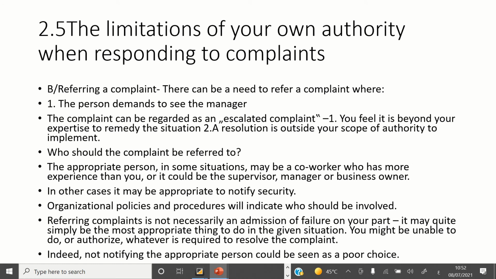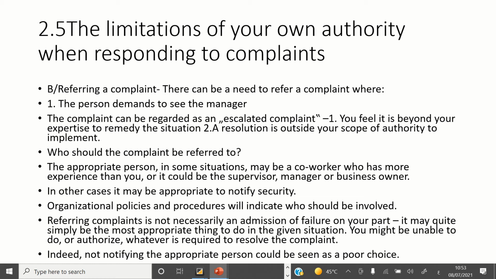Referring a complaint: you have to know when a problem is out of your scope as a receptionist, and then you have to raise the complaint to your managers. You have to raise the complaint to your managers whenever the complaining person asks to see the manager, or when the complaint can be defined as an escalated complaint. Escalated complaints mean you couldn't resolve the issue with the customer. He's still not happy. When you feel it's beyond your expertise to remedy the situation, so you don't have enough experience to deal with this case, raise the situation to your manager. Or if you feel it's outside the scope of your authority, so you don't have permission to do this, in this case you have to raise the problem to your managers.